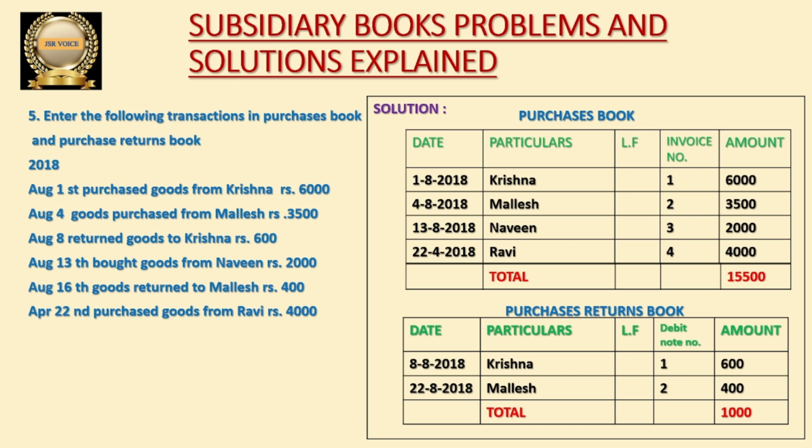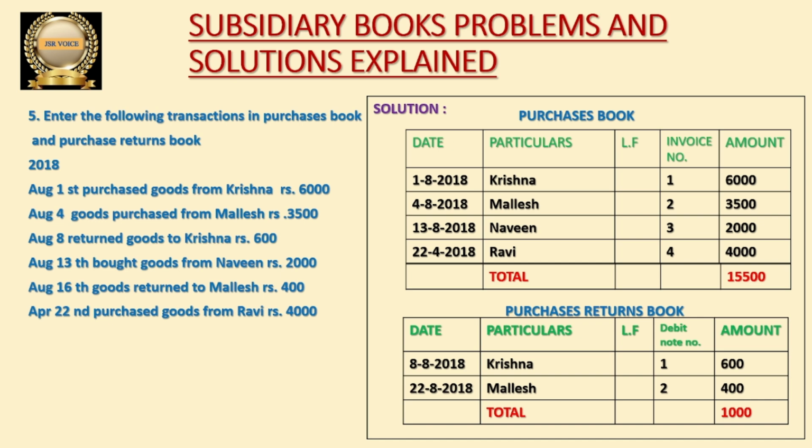August 4th, goods purchased from Mallesh. So goods purchased, it is related to purchases book, not purchase returns book. So let us see three conditions whether it is satisfying or not. Goods purchased, one condition satisfied, it is goods only, not assets. From Mallesh, name is given, second condition also satisfied. And next, cash word is not mentioned, so it is credit purchases only, not cash purchases. It is satisfying all the three conditions, we should record here.